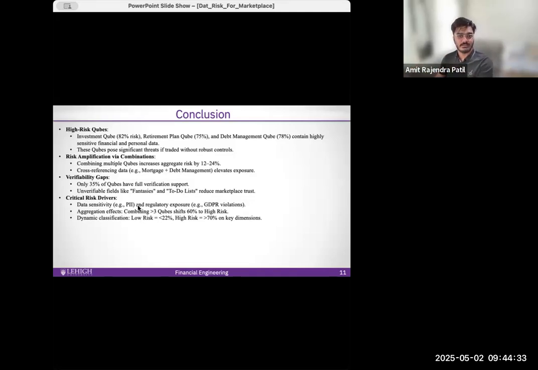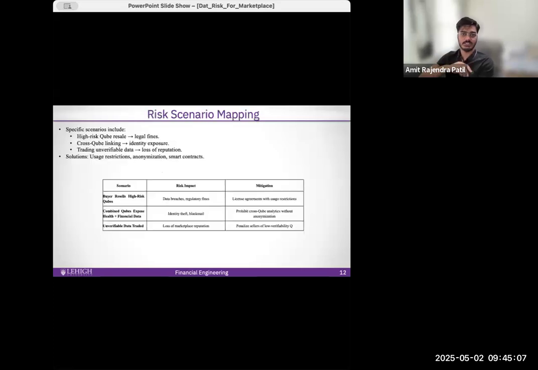The critical risk drivers, as I mentioned: any kind of data sensitivity related to PII information or anything related to regulatory exposure will give us a high risk. I also mentioned that combining more than three cubes reflects much more risk. On the basis of the centroid I mentioned earlier, low risk, as per the current setup, is less than 22%, and high risk is more than 70% on key dimensions.